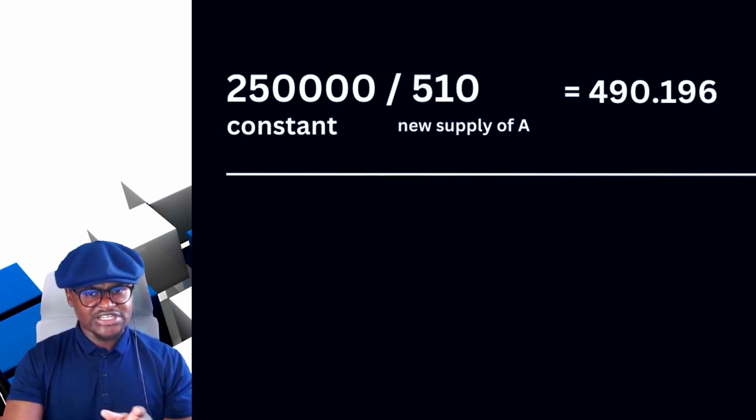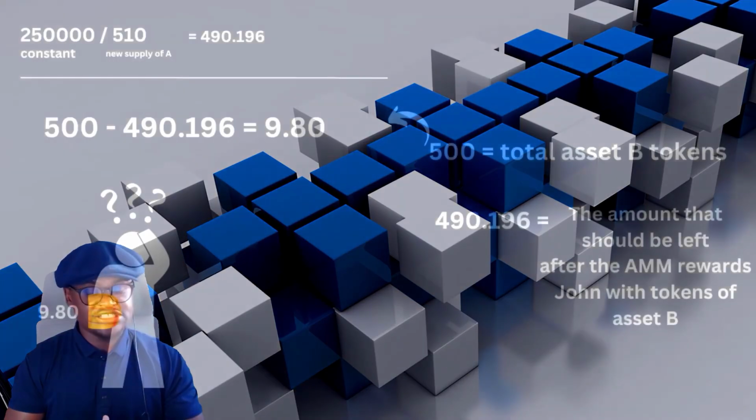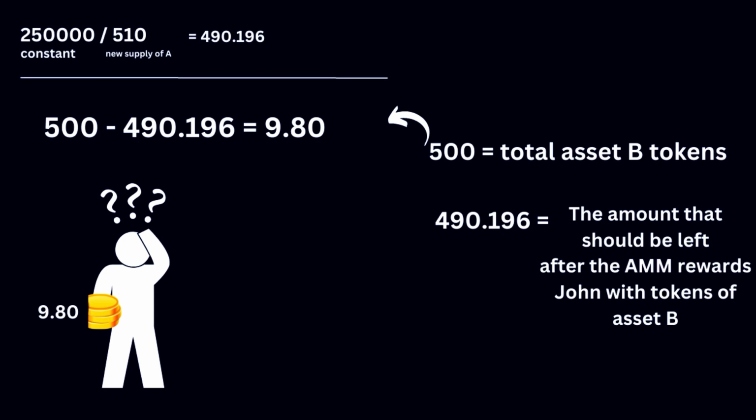Now, this might look like it's basically the same, but with bigger numbers, it begins to be very significant. Always remember that in the world of finance, very small numbers matter a lot. I mean, when I lose a dollar sometimes, I feel the pain because do that long enough and it becomes very significant. So Trader John will be credited with 500 minus 490.196, which equals 9.80. 500 in this equation being the amount of tokens of asset B and 490.196 being the amount that should be left after the AMM rewards John with tokens of asset B. So Trader John will be rewarded with 9.80 tokens.